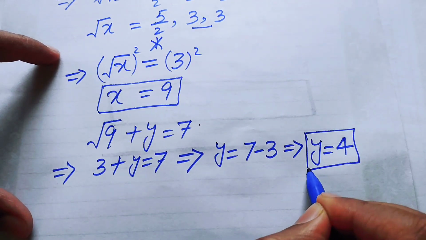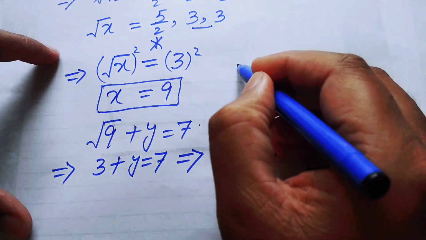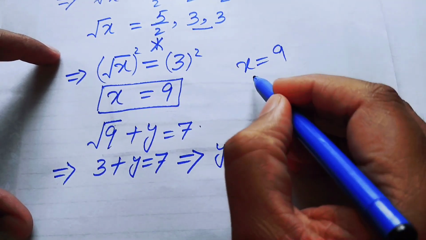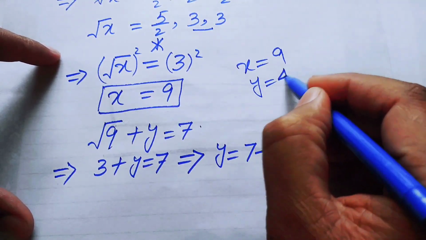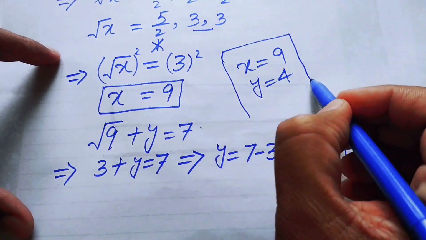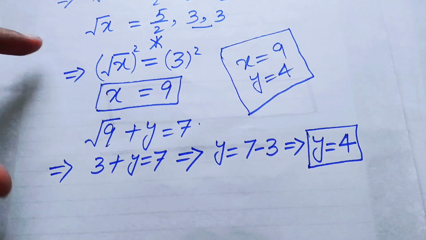So finally we get the value of y is 4, and here we have the required solution: x equals 9 and y is equal to 4. So this is our final integer solution, and this is our final answer.